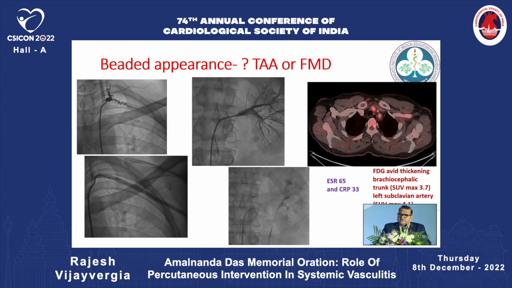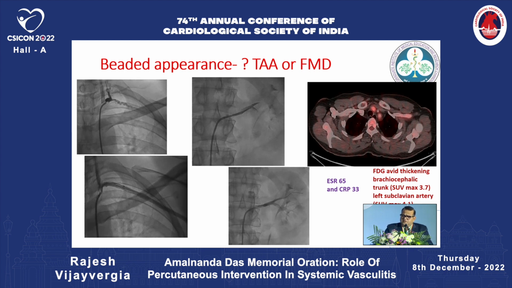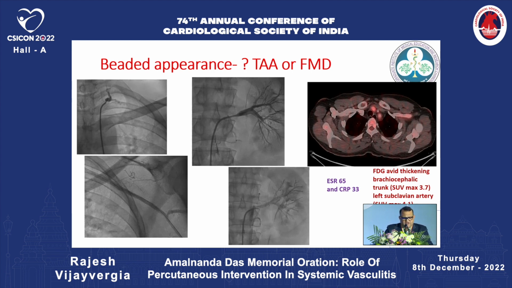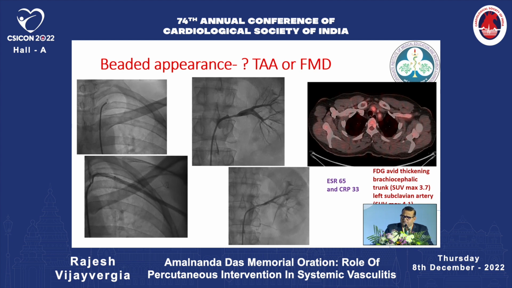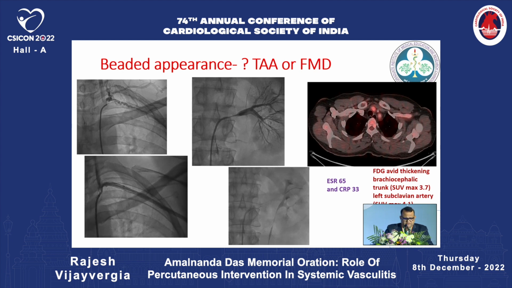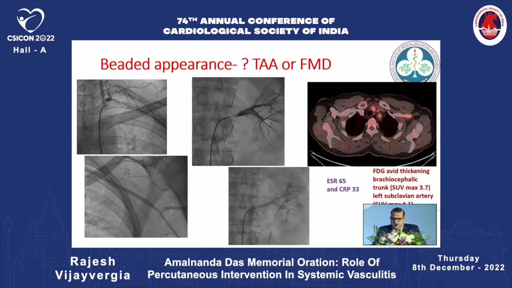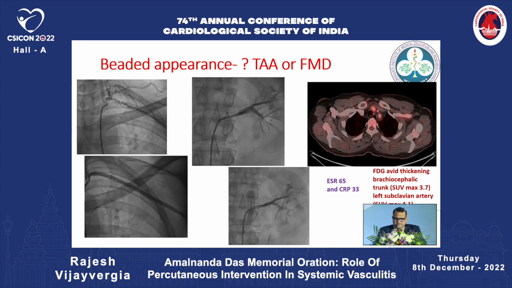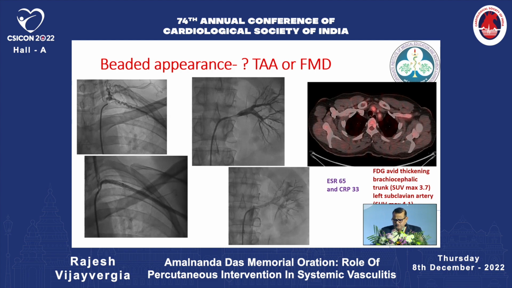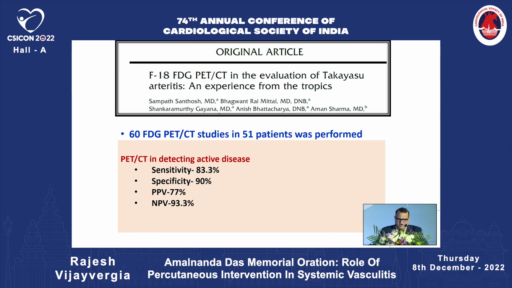Normally, when we do angiography, a beaded appearance is very suggestive of fibromuscular dysplasia. In this case, it's the beaded appearance of the left subclavian artery along with left renal stenosis, which was intervened on successfully, but the diagnosis was not clear. And it's the PET-CT which is suggestive of Takayasu aortoarteritis, with raised ESR and C-reactive protein, for which he was treated accordingly.